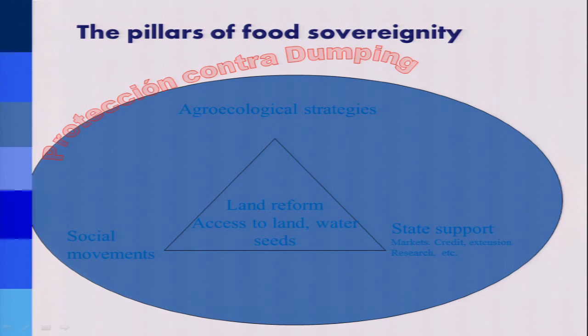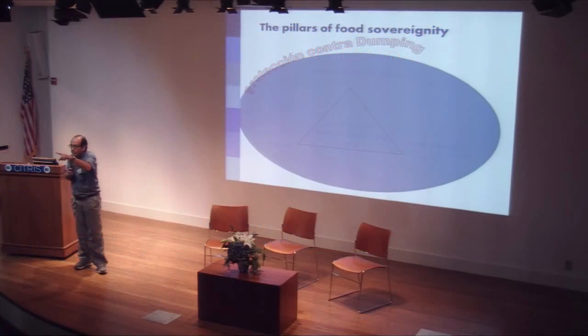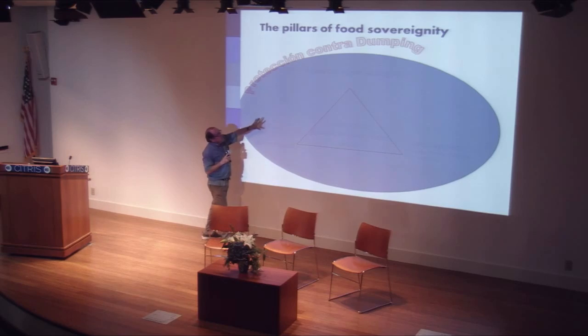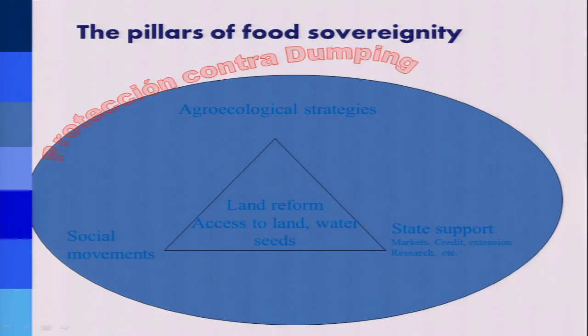Well, in order to do it, you have to have land reform. You see, if the peasants are producing 50% of the food that we eat today on 20% of the land, what would happen if we give them 50% of the land? Well, if you give them 50% of the land, you have to do land reform. And you have to have the social movements that are going to be pushing for the agenda, the agroecological strategies, and the state support. That's very important.